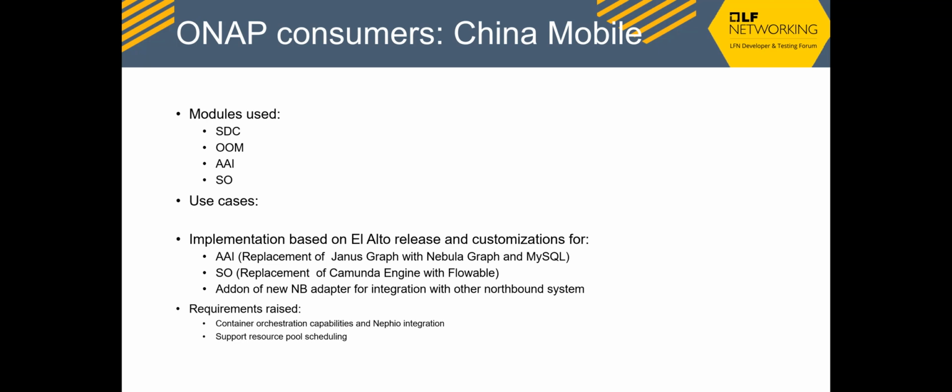And I recall that we have some issue with ANI for some upgrade, I think for the Python or for Java, that unfortunately Janus is not supporting. And for SO, for example, they replaced the Camunda engine with Flowable. They also added a node adapter, and shared 2 major requirements. One was for the container orchestration capabilities and Nephio integration, and also support for the resource pool scheduling.